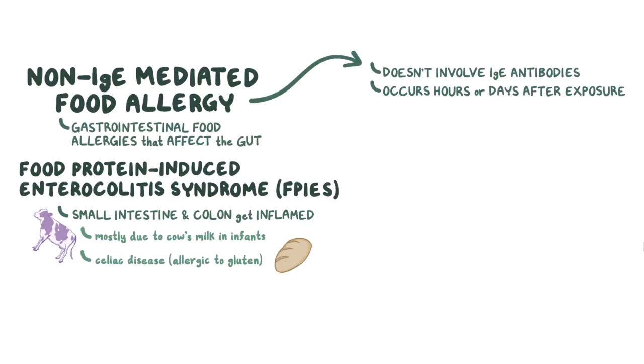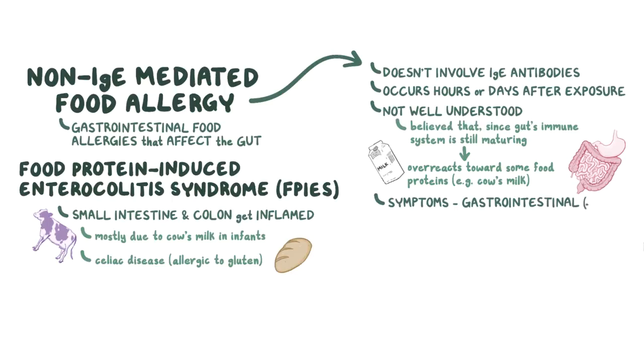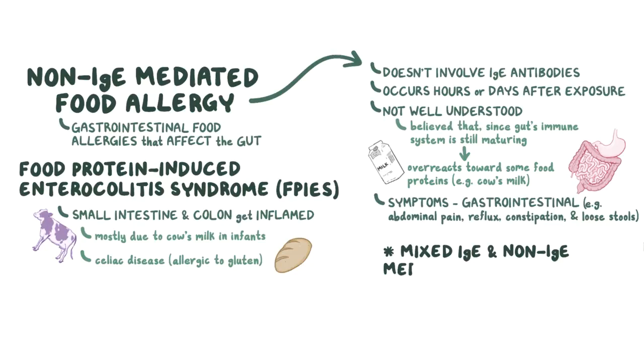The way non IgE mediated food allergy works is still not well understood, but it's believed that since the gut's immune system is still maturing early on, it tends to overreact towards some food proteins, like the ones found in cow's milk. The symptoms of the non IgE mediated type are mainly gastrointestinal ones, like abdominal pain, reflux, constipation, and loose stools. Finally, some people develop mixed IgE and non IgE mediated food allergies, and therefore they experience symptoms from both types.